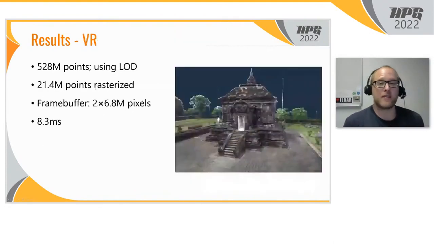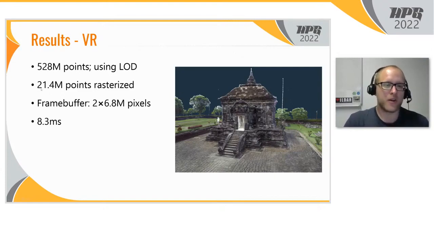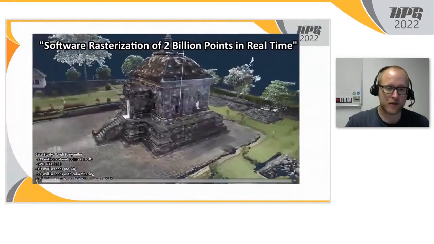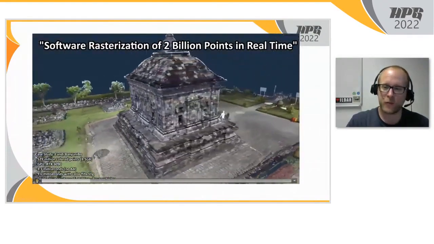So we also tried applying this to virtual reality rendering, and this data set here has about 528 million points. And for virtual reality, we used a level of detail rendering because we needed extra performance here. With the level of detail structure, we ended up rendering 21 million points here and still got a good quality. And to also have some kind of super sampling, anti-aliasing, we rendered into 2 frame buffers with 6.8 million pixels each. And all of that took about 8.3 milliseconds. So well below the amount of time that we need to render at 90 frames per second in virtual reality. So here's an example of what this can look like when rendered.